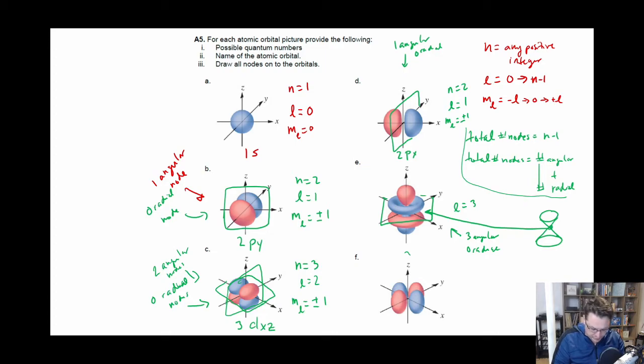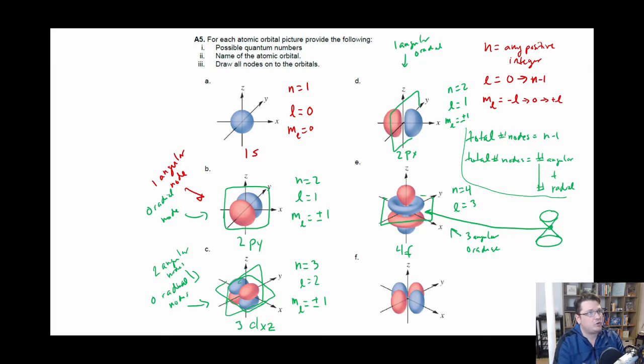So when L is equal to 3, what we're looking at is an F orbital. If we add up the number of nodes we have, we only have 3 total nodes because there's only 3 angular nodes and 0 radial nodes. That means then that n has to equal 4. And so if n is equal to 4, we're going to be looking at the 4f in this instance.